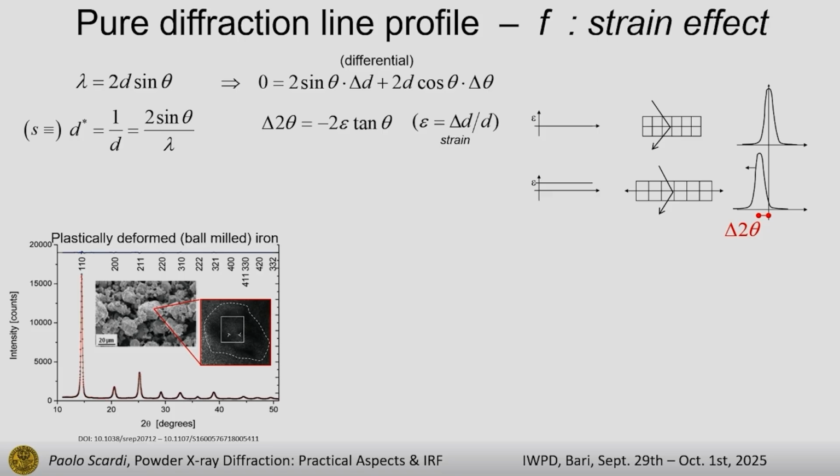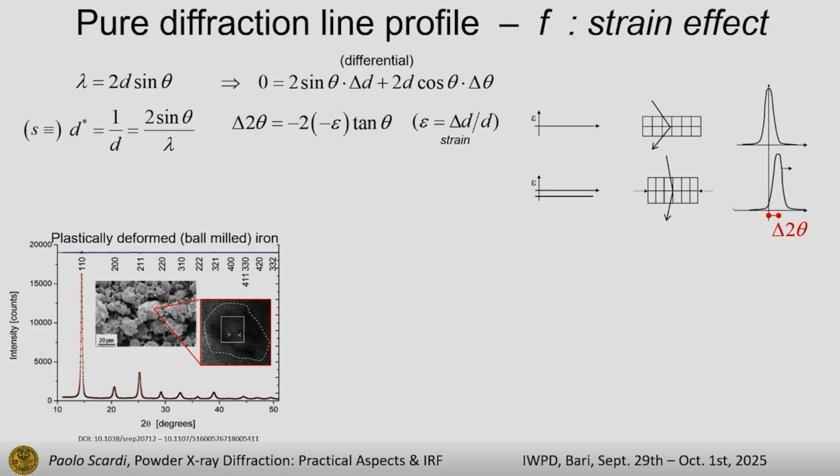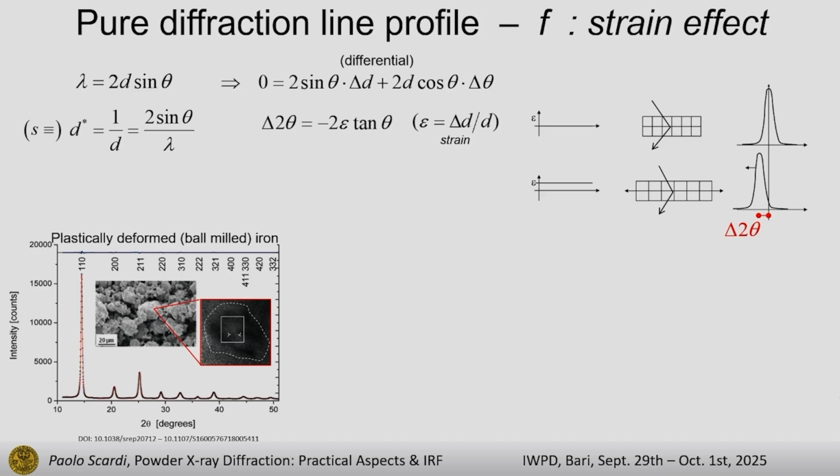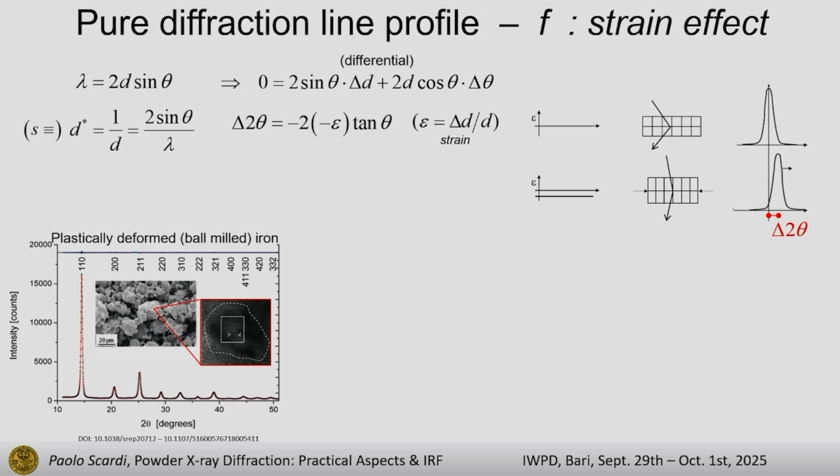You have a negative strain, the peak shifts to higher angle. Okay? Can you see this? This is just the effect of having a uniform strain in your material. So you can measure strain, and then with some constitutive equation you can work out the stress. This is a very practical thing.